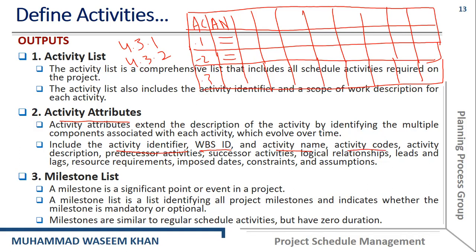A milestone, as we have discussed earlier in the previous chapters, is a significant point or event in a project. A milestone list is a list that identifies all the project milestones and indicates whether each milestone is mandatory or optional. Milestones are similar to regular scheduled activities but have zero durations.